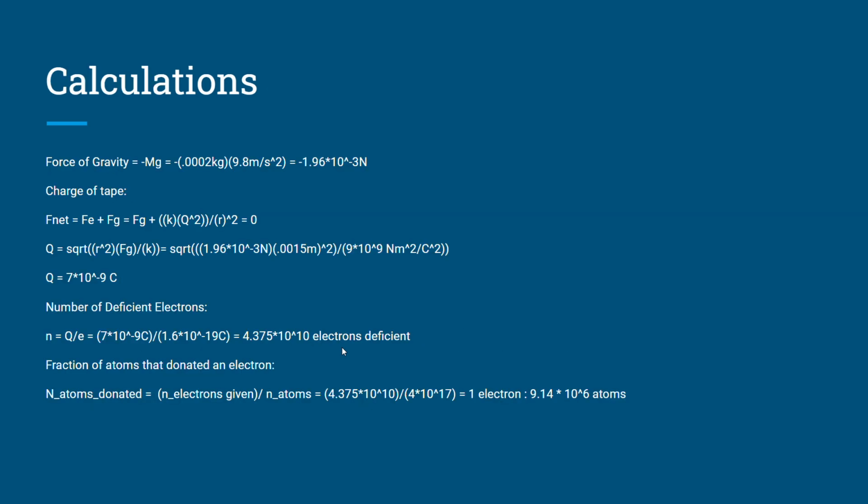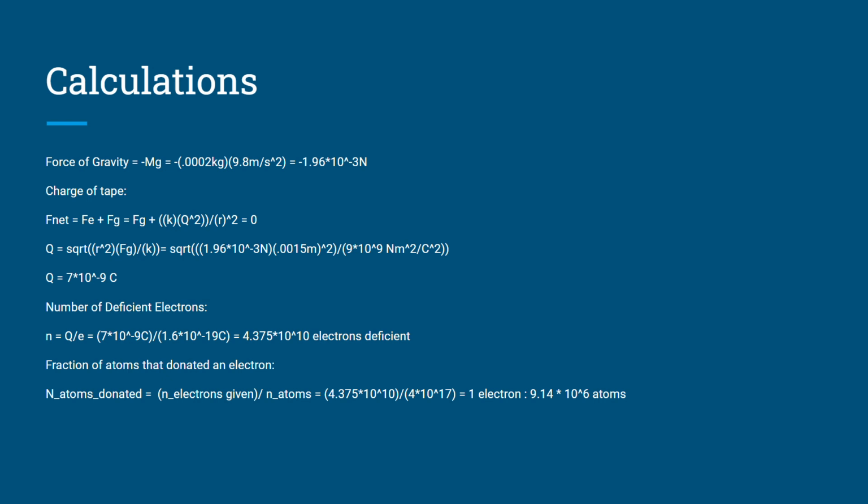So here are some of the calculations for that lab. You just plug in the D with 0.015. The force of gravity was the mass of the tape, which was very small, 0.002 kilograms, times g. You take the F net, you get the gravity, subtract the electric force, and you can solve for Q.